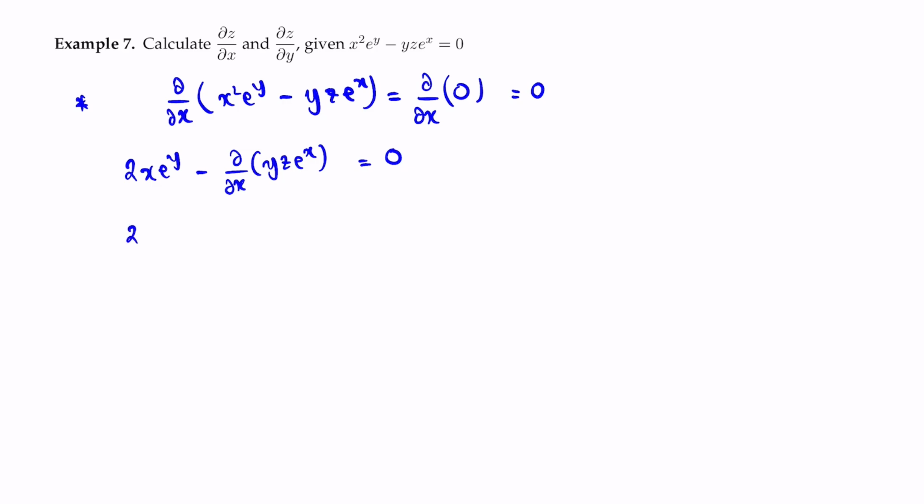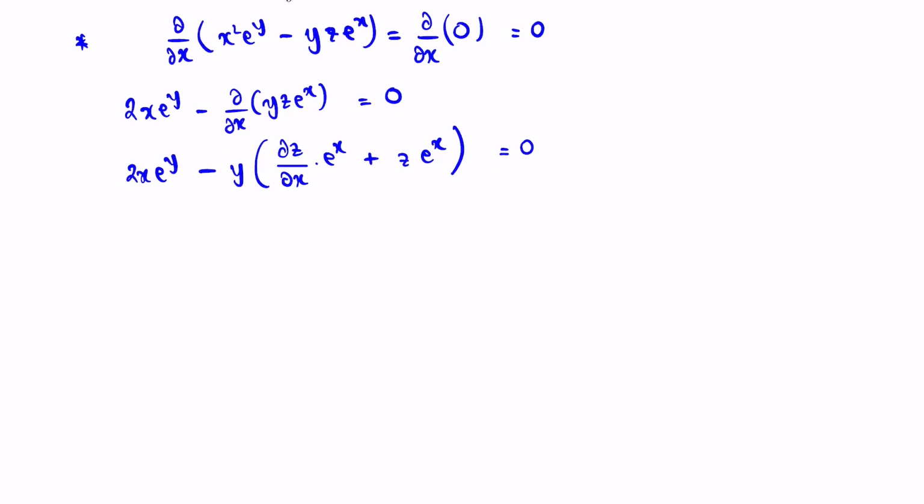So here you got 2x e to the y minus y times partial z, partial x times e to the x plus z times e to the x. So here what I did is I applied product rule for z times e to the x. So the derivative of the first function times the second plus the first function times the derivative of the second function. And that is equal to 0. Now at this point you can solve for partial z, partial x.